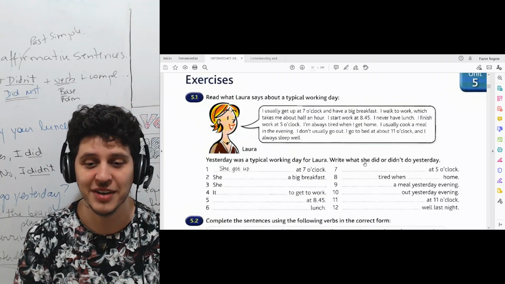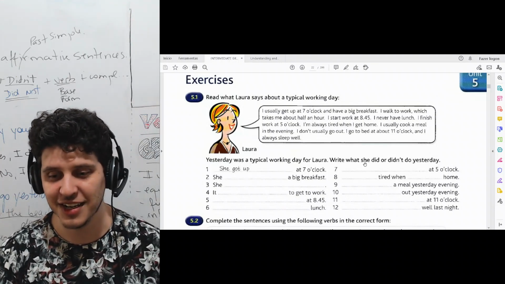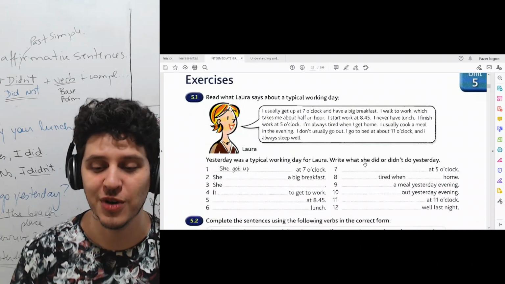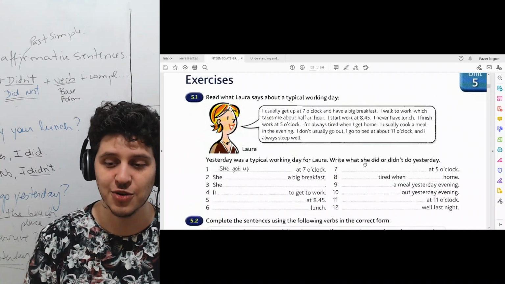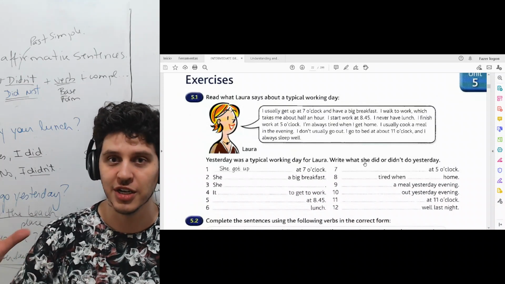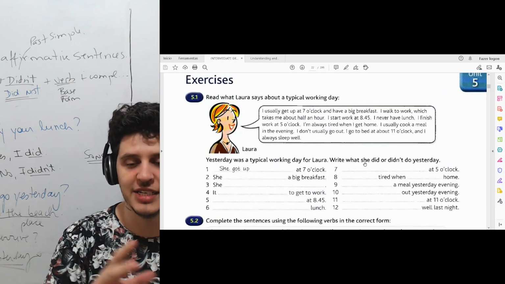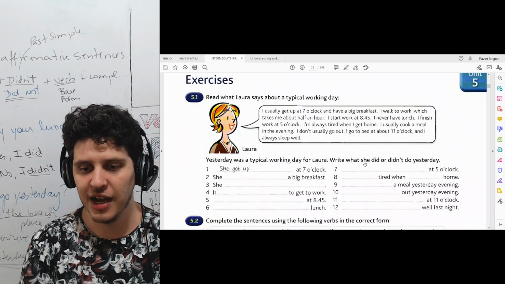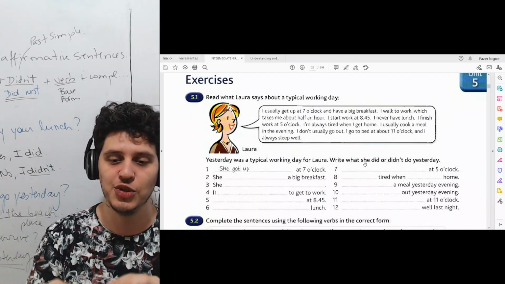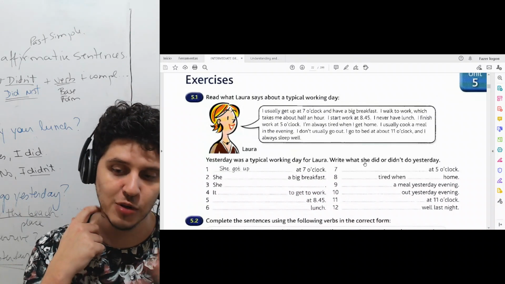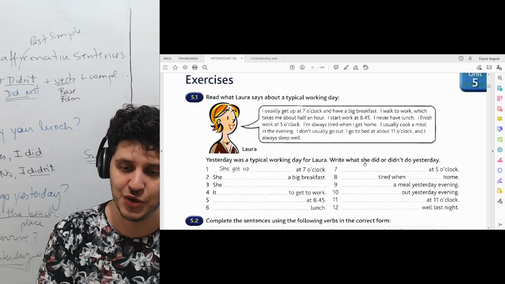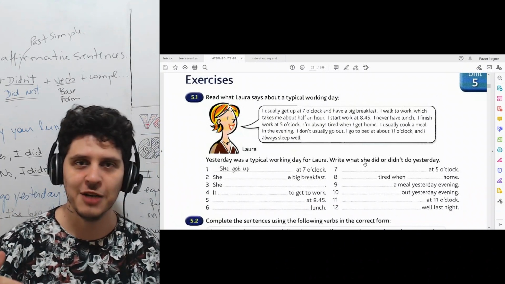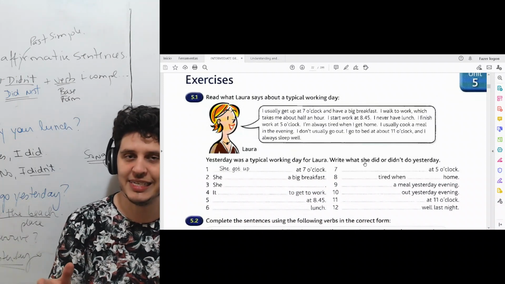That's a very, very neat and organized routine that Laura has, isn't it? But yesterday was a typical working day for Laura. Write what she did or she didn't do. So based on her routine, you know that she does that all week long, every day. The verb tense used in her text is mostly the present simple because she's describing a routine after all. But now we are focusing on yesterday. If this is a typical day, yesterday was a typical day, so she followed her schedule. So let's see what she did yesterday.